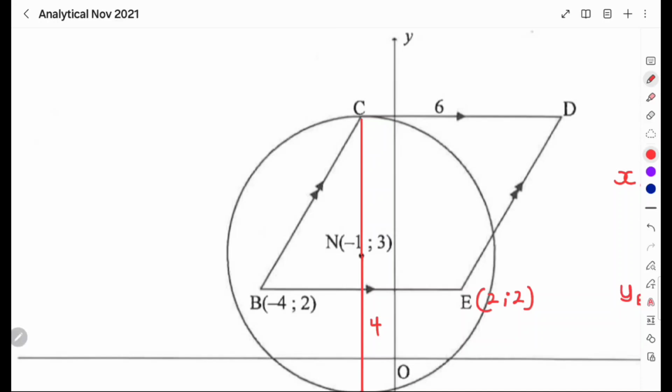If you are at N, keep in mind the radius is 4. So if you are at level 3 and you move 4 steps up, you're then going to be at 7. So to find the y value of C, you just take 3, add the radius, and that is going to give you the y value of C. So here, the coordinates of C are just negative 1 and 7.